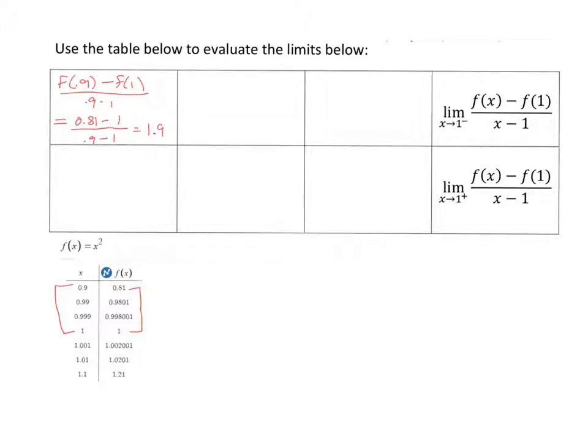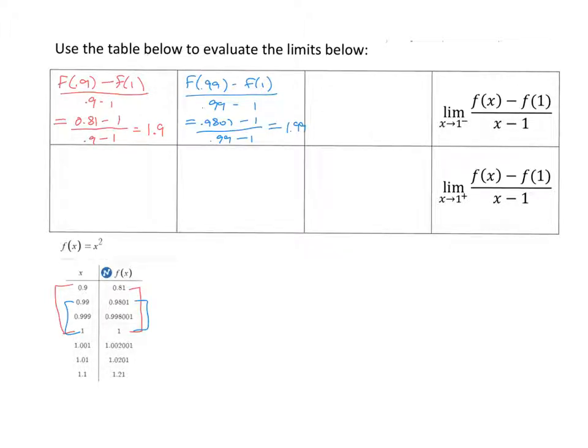Okay, now let's move the point even closer. Let's find the slope between these 2 points: 0.99, 0.9801, and 1, 1. So now it's f of 0.99 minus f of 1 divided by 0.99 minus 1. f of 0.99 is 0.9801, minus 1, divided by 0.99 minus 1. And you end up getting 1.99.